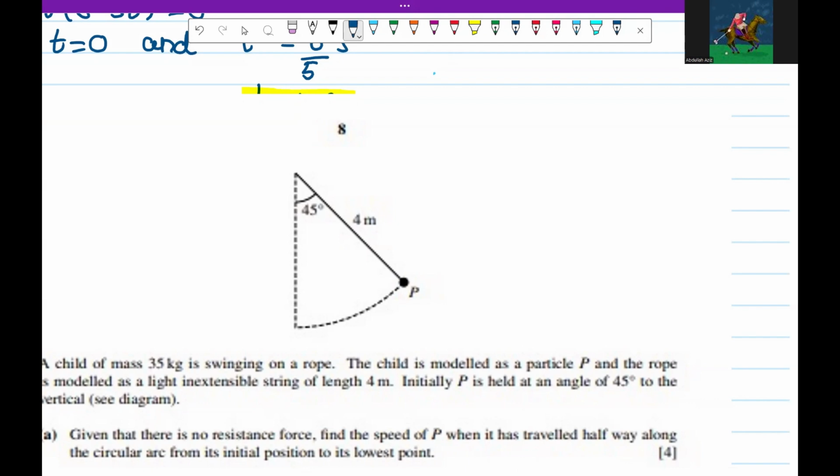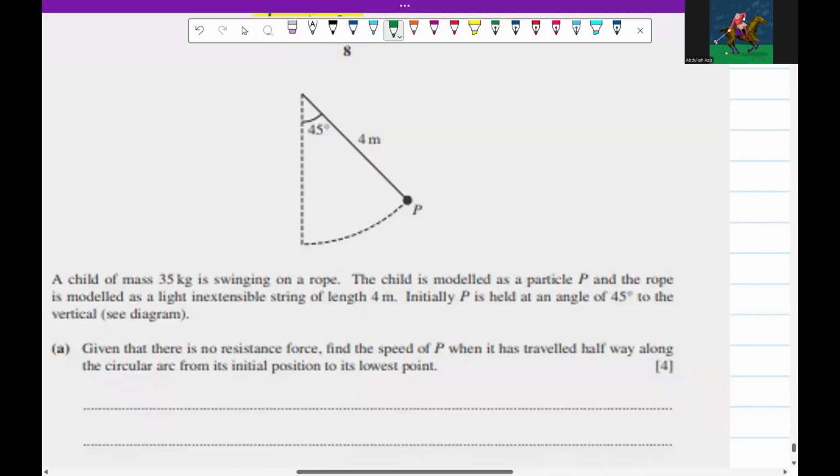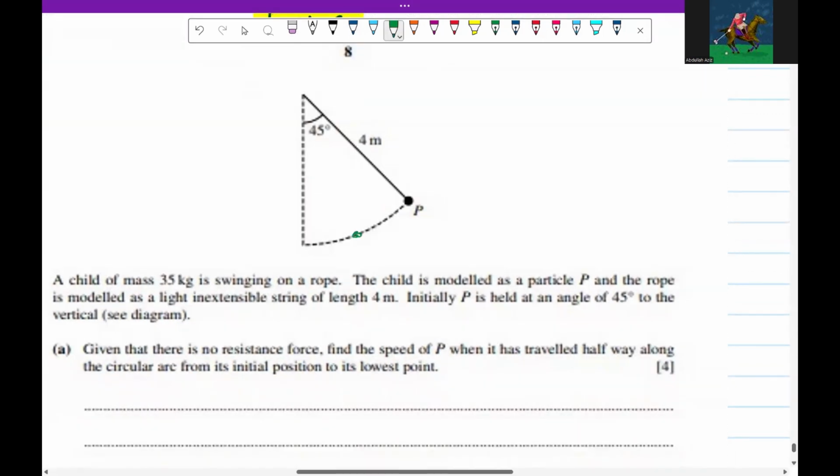Okay, so they've asked us to find the speed of p when it's halfway, and it's over here when it's halfway around the circular arc. So basically, we need to find this change of GPE, and then we can equate that change to the change in kinetic energy.